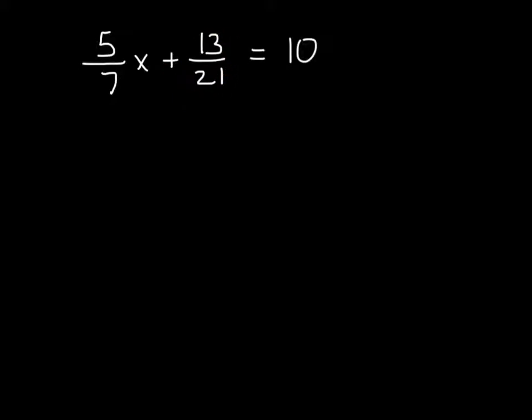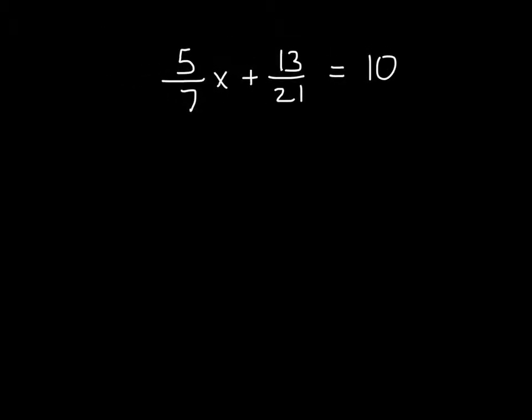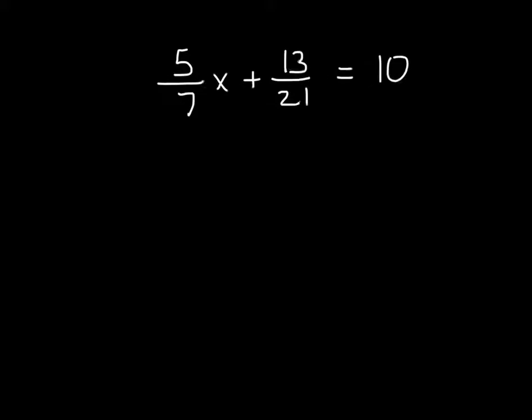We could solve this just like we would solve any other equation, by subtracting 13/21 from both sides and then dividing by 5/7. But there is a nice way to get rid of these fractions: multiply everything in the equation by the lowest common multiple of the denominators. Before I talk about why we're doing that, let's first establish that we're even allowed to multiply an equation by a number and have it be true.